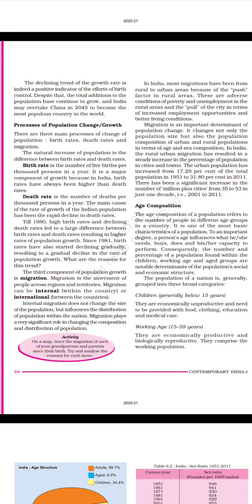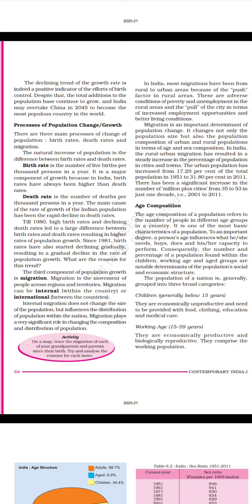Death rate is the number of deaths per thousand persons in a year. The main cause of the rate of growth of the Indian population has been the rapid decline in death rates. Till 1980, high birth rates and declining death rates led to a large difference between birth rates and death rates, resulting in higher rates of population growth. Since 1981, birth rates have also started declining gradually, resulting in a gradual decline in the rate of population growth. What are the reasons for this trend?